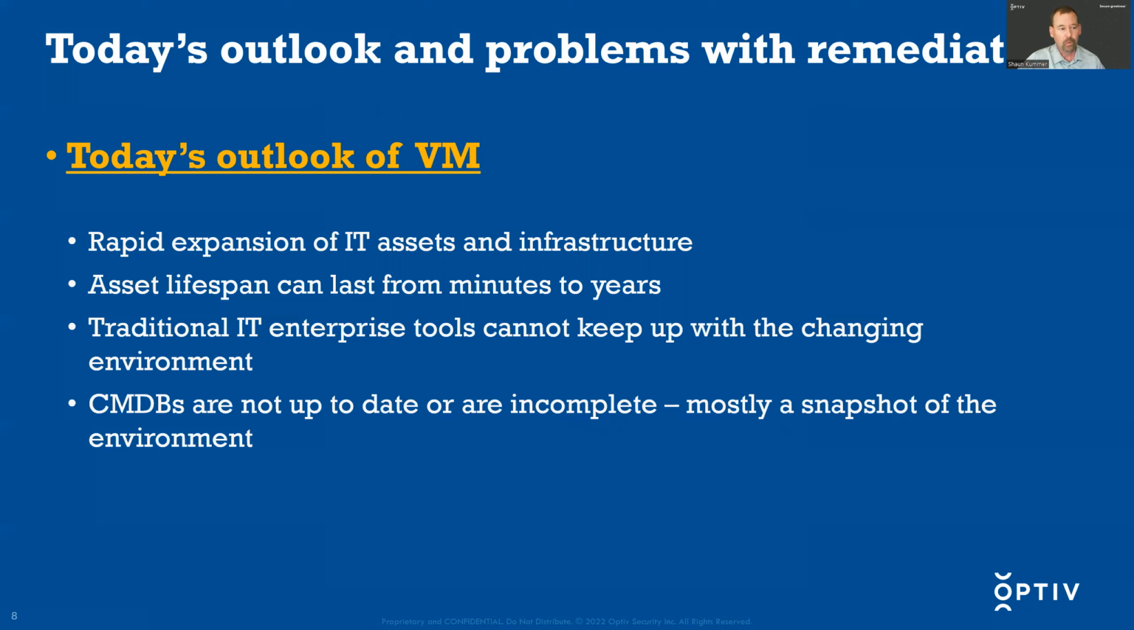Traditional IT enterprise tools cannot keep up with the changing environment. There are a lot of tools out there and a lot of platforms that claim that they can map your network and do great asset discovery. While that is true, it's not a foolproof way of looking at asset inventory. And of course, CMDBs are not up to date or they're incomplete. It's mostly a snapshot of the environment. Like the old saying goes, junk in, junk out.